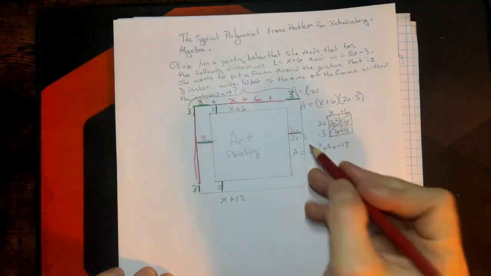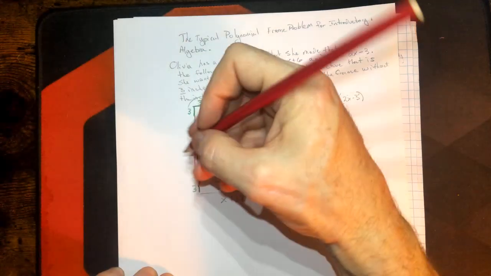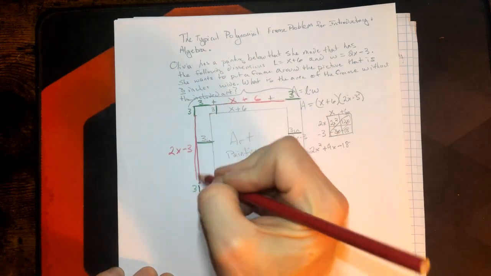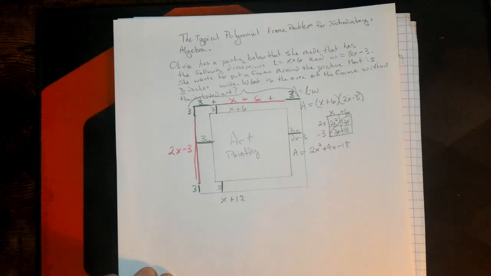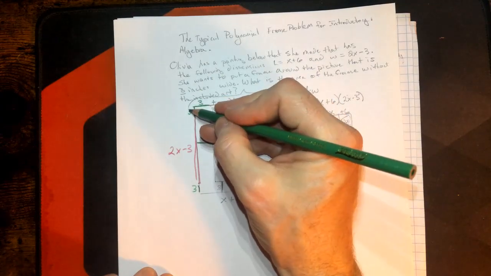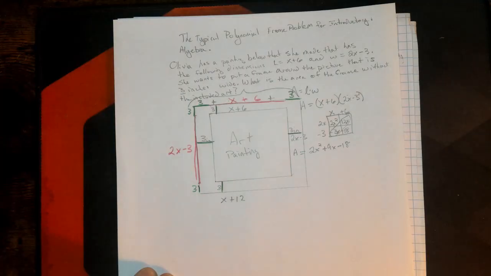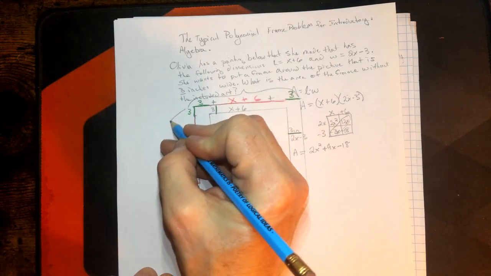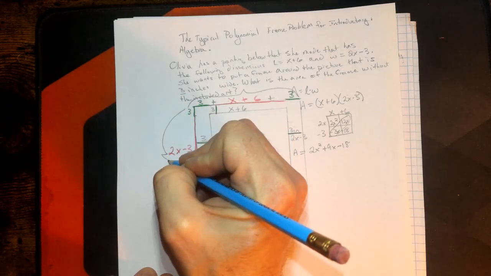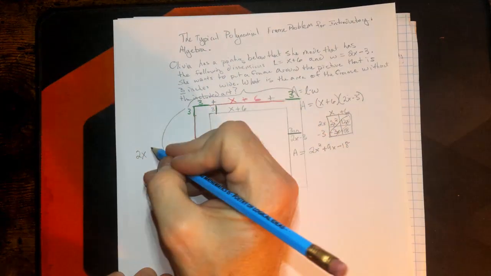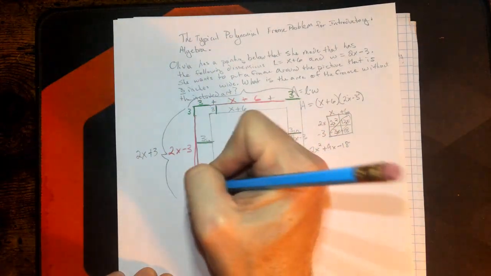Well, that is 2x minus 3. So this distance here is 2x minus 3 from that point to that point. So if I just add everything up, 3 minus 3 plus 3 is 3, plus 2x. So this whole length right here is 2x plus 3, right? Because 3 minus 3 plus 3 is 3.